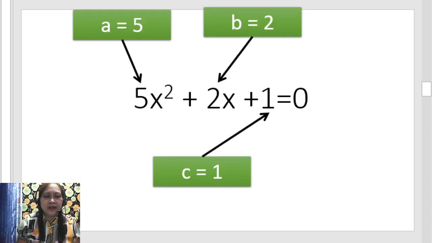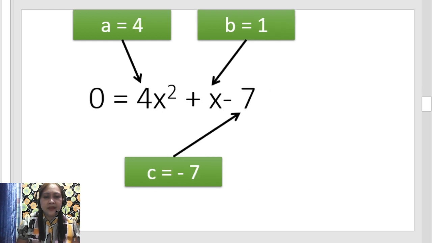Another example. 5 is the value of our a, 2 is the value of our b, and c is the value of 1. Another example. It is in standard form. So a is 4. What is the coefficient of b here? The coefficient of x, that is 1. And our c is negative 7.